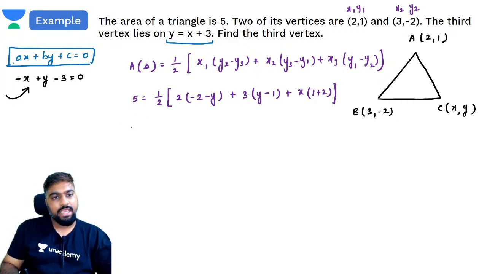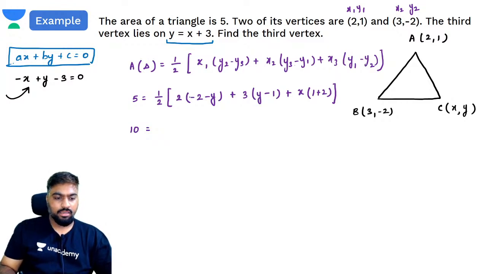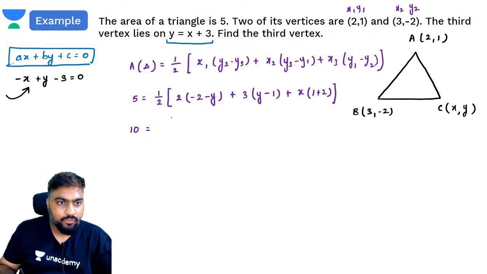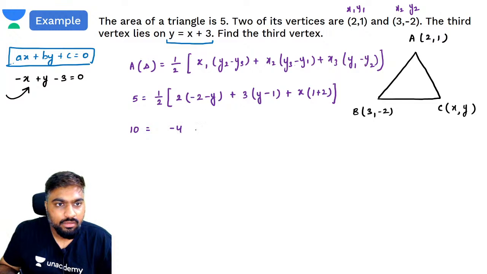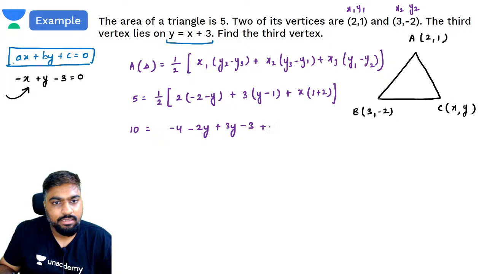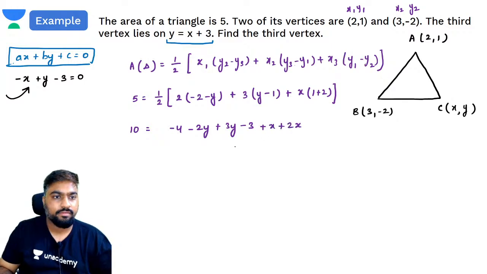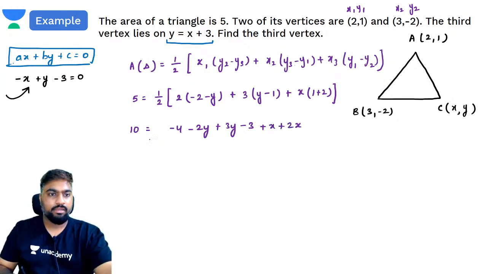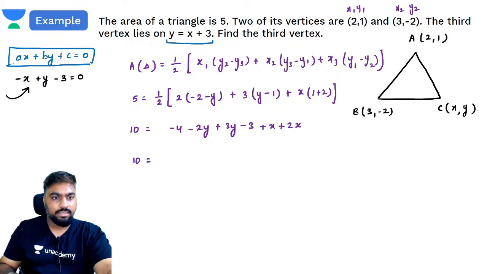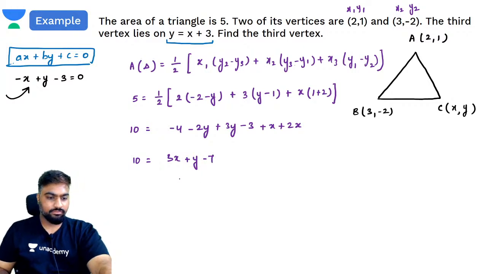So this gives us what, 10 would be equal to -4 minus 2y plus 3y minus 3 plus x plus 2x. Yes, so ultimately what do you get? You get 10 is equal to 3x plus y minus 7. Agreed?